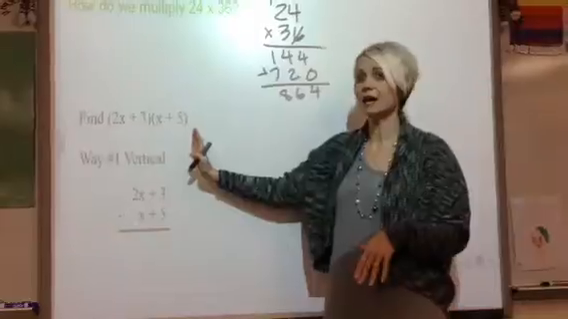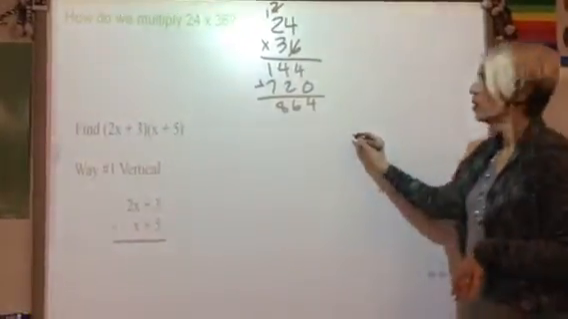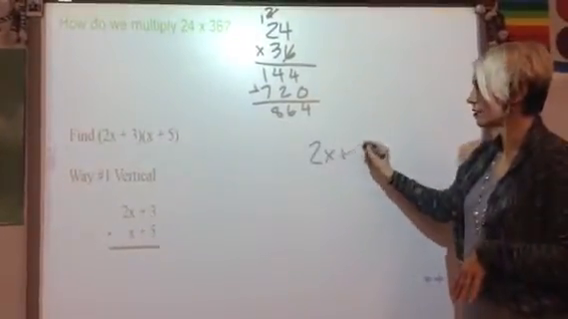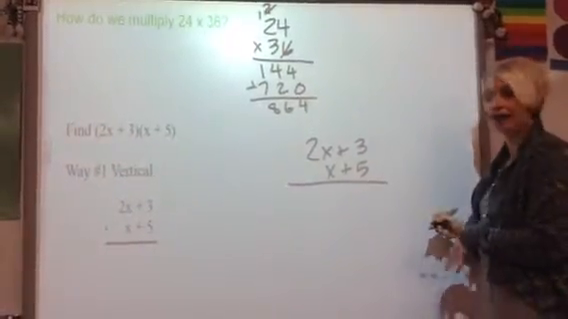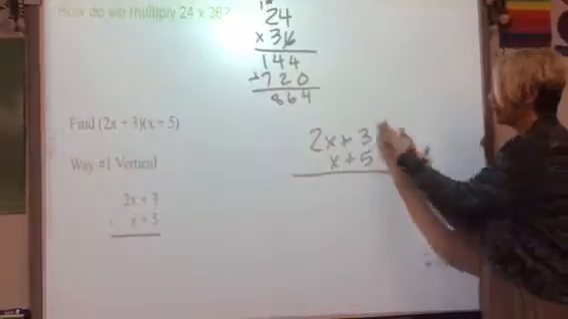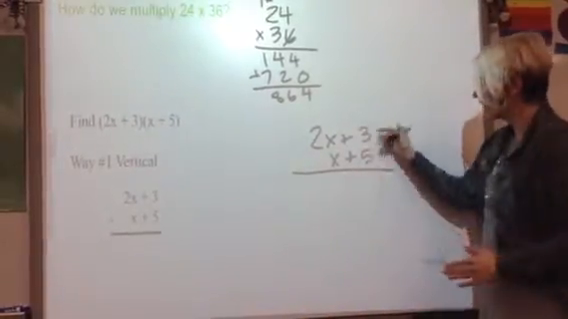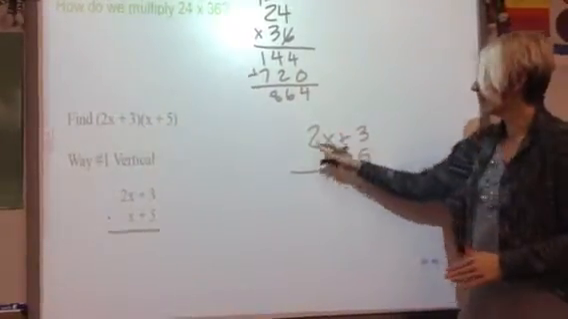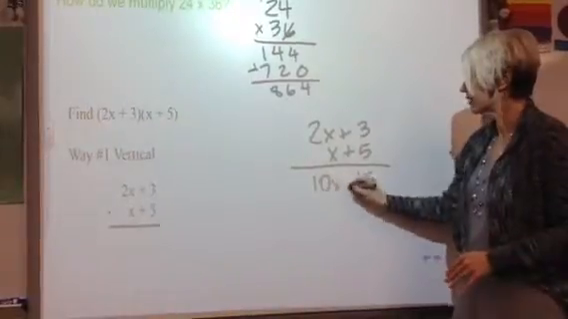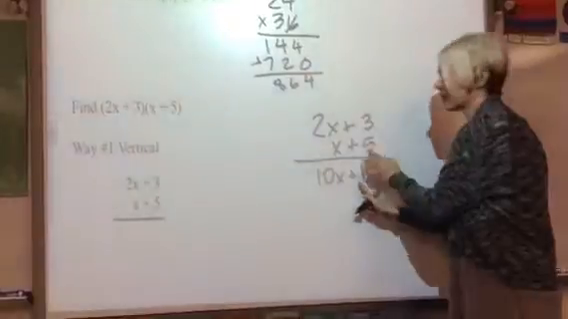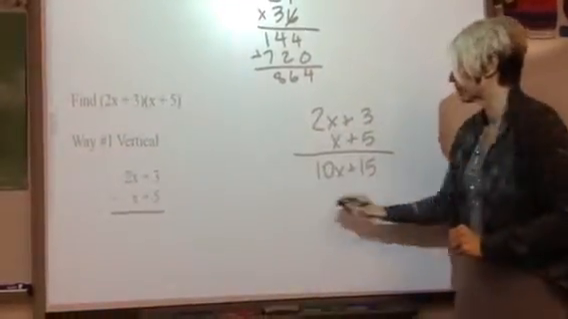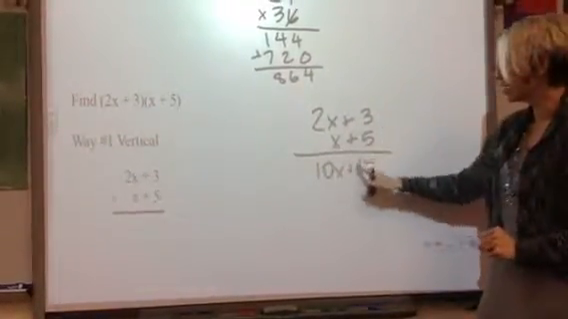Well, we can do the same with two binomials. We can take 2x plus 3 times x plus 5 and work it the same way. This is called vertical method. So we start in the ones column, 5 times 3 is 15, 5 times 2x is 10x, and the sign in between is going to have to stick with whatever sign we have here, which would be positive. Here we have a positive as well. And then we move to the next column.